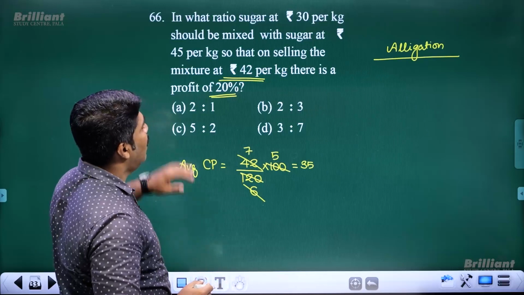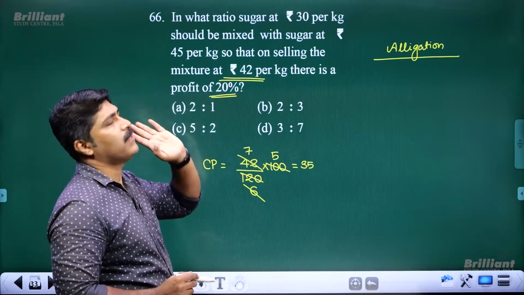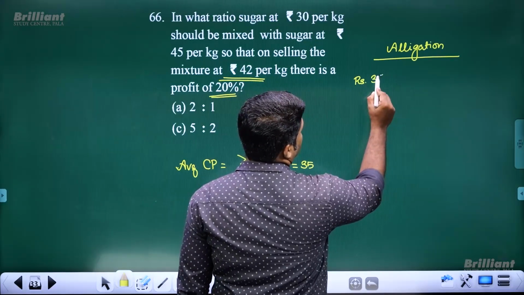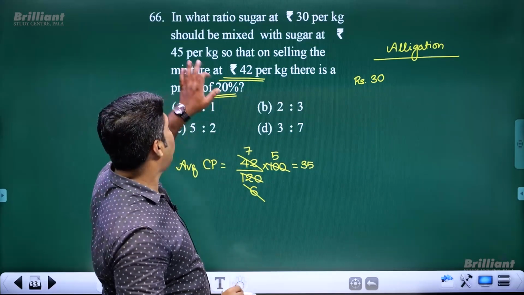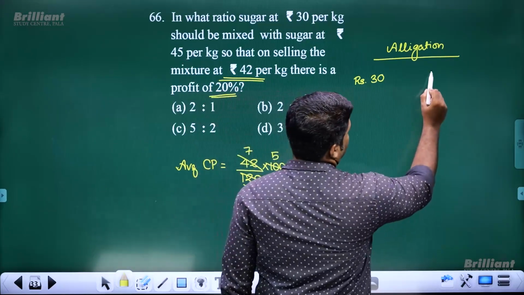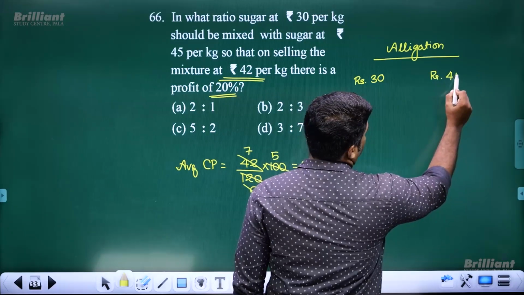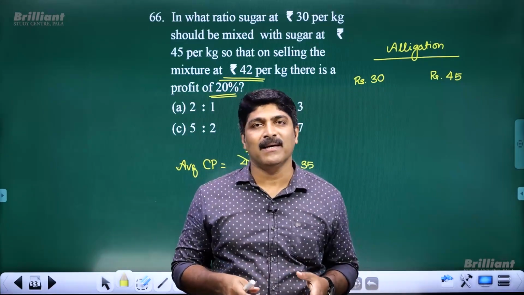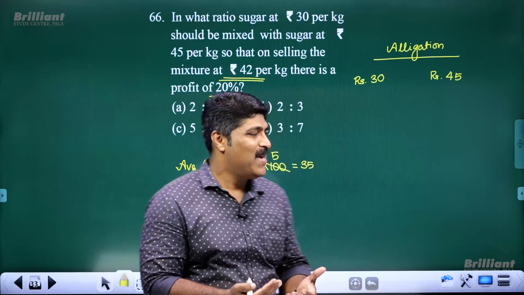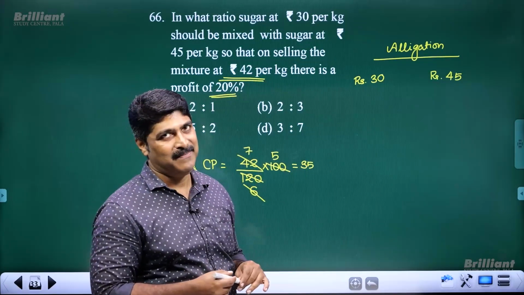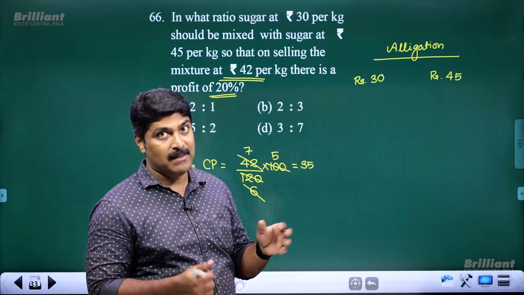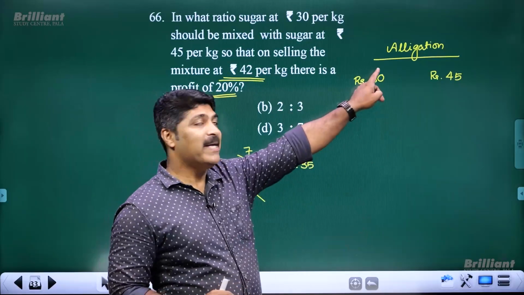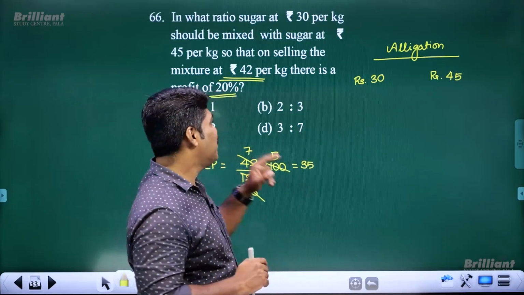Understand the situation. In what ratio? The first variety's price is 30 per kilogram. And the price for the second variety is rupees 45 per kilogram. In which ratio do we have to mix both these varieties to form a new mixture which costs rupees 35 per kilogram? That's the question. It's a mixing situation, so it's related to mixtures. In mixtures, we apply this allegation method for finding the ratio of weightages.